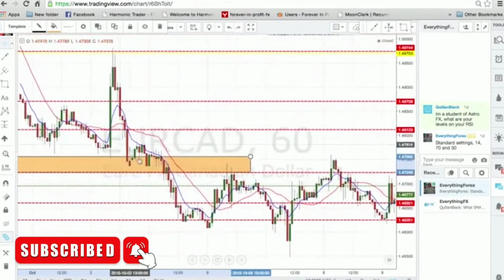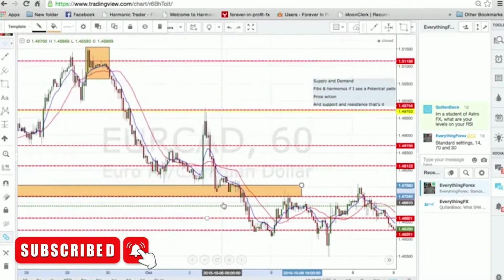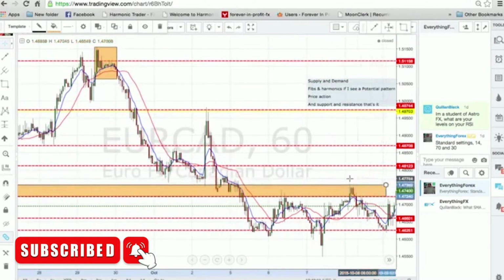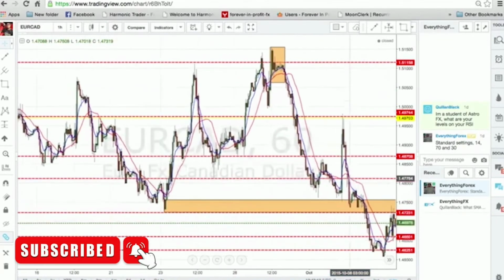Why also? The market was indecisive all right here. Once again, it came back up, touched this newfound supply zone, and it kept on going. If you drag it more across, same thing. It respected the supply zone.